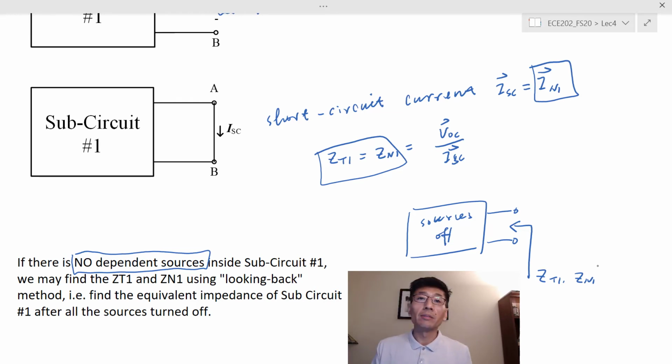Dependent sources means voltage controlled current source, voltage controlled voltage source, current controlled current source, and current controlled voltage source. So those are the four different types. If there are those kinds of sources, you may get the correct answer, you may not. So it's not always correct. Okay, I will stop this clip and start another one to take a look at an example.